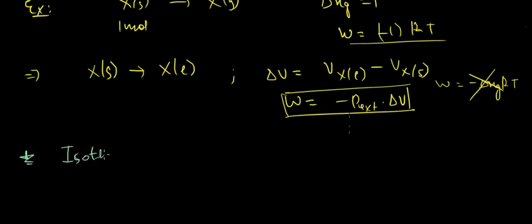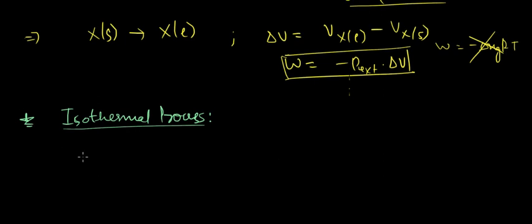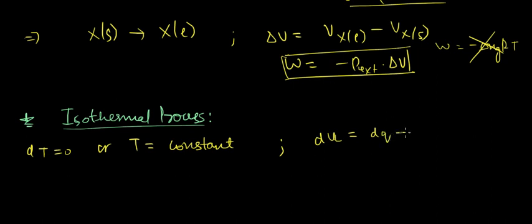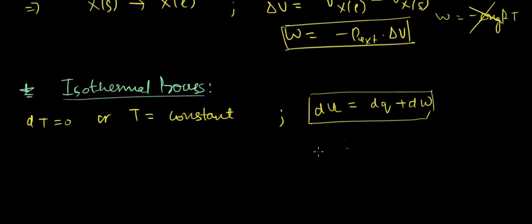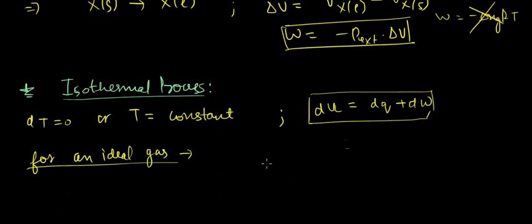So what is the work done in an isothermal process? Isothermal process means simply dT equals 0, or temperature equals constant. So we can write that dU would be equal to dq plus dw. This we already know. For an ideal gas, we can write that U is a function of temperature only. We already know this.